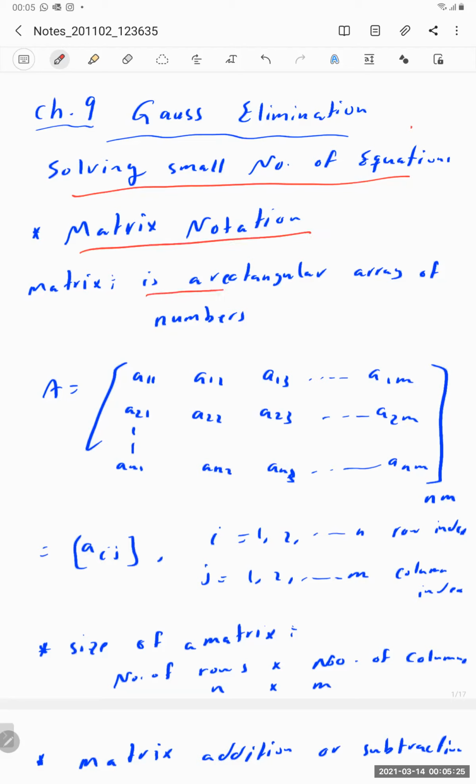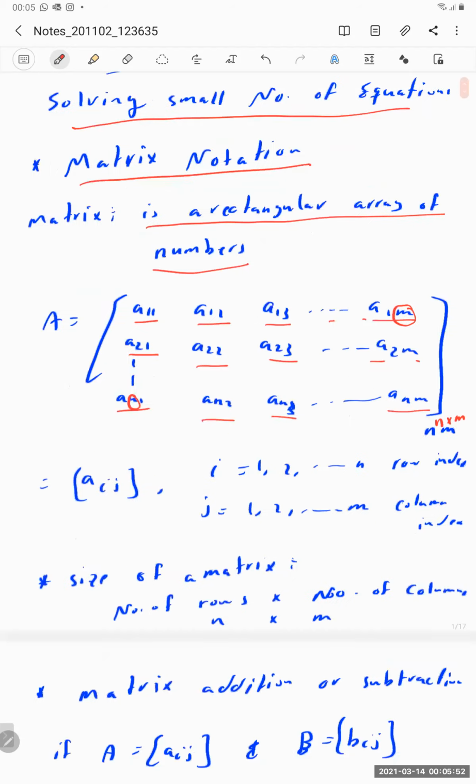What's the matrix? It's a rectangular array of numbers like this. So A equal A11, A12, A13 إلى A1M, A21, A22, A23 إلى A2M. Same thing AN1, AN2, AN3 إلى ANM. راح تلاحظ إنه الcolumn notation is M والrow notation is N. فبالتالي size of the matrix is N times M.